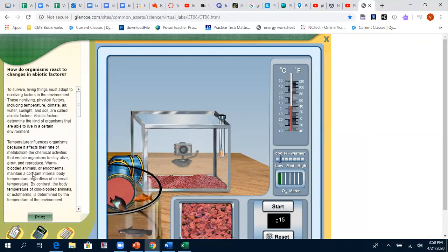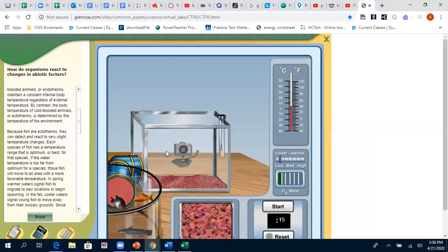Warm-blooded animals, or the endotherms, maintain constant internal temperature regardless of the external temperature. So no matter what the external temperature is, they'll always maintain the same temperature. However, the ectotherms, in contrast, have their temperature determined by the temperature of the environment.